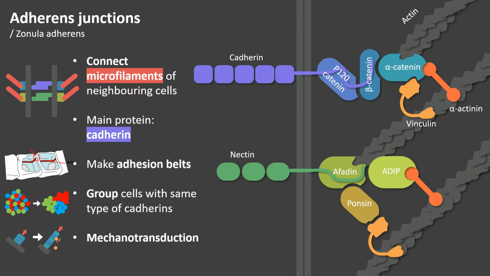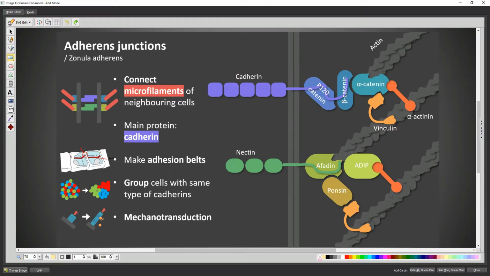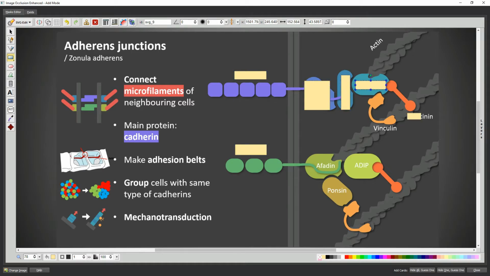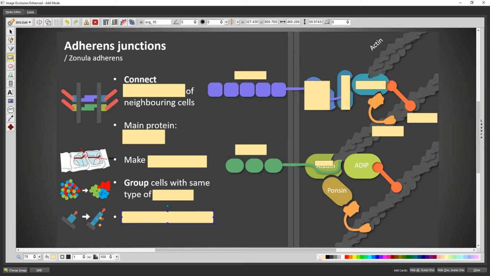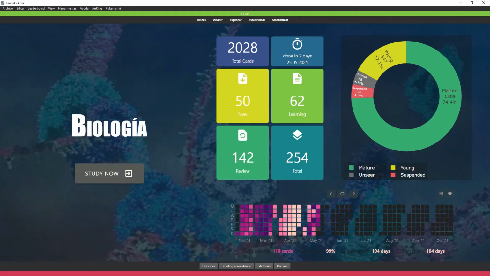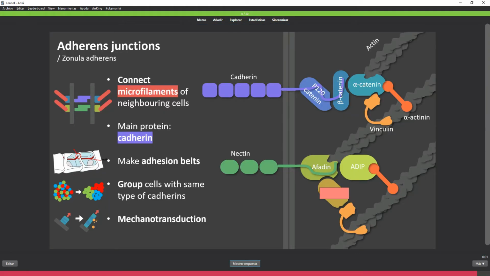What I can't recommend enough is for you to use the flashcards program Anki. You can download the image occlusion add-on and use it to cover up the names of the proteins or the functions that you want to remember, and have the program test you on them.